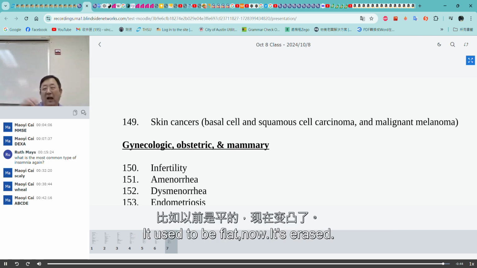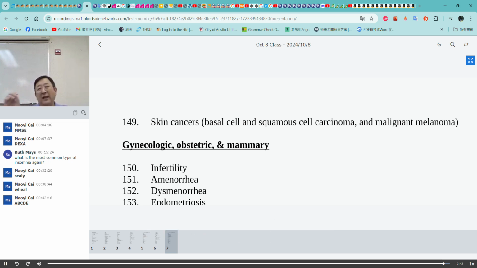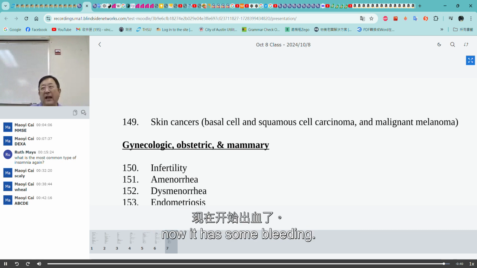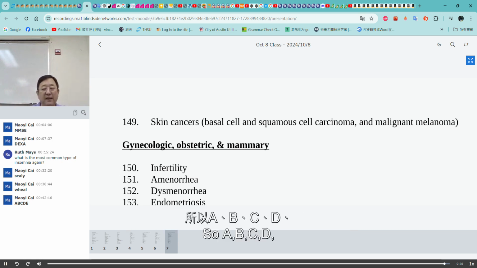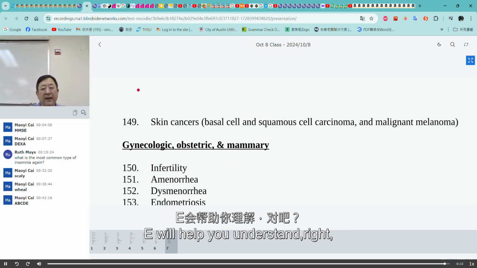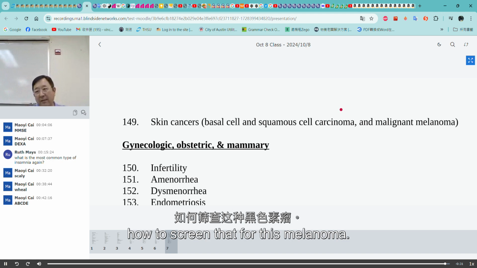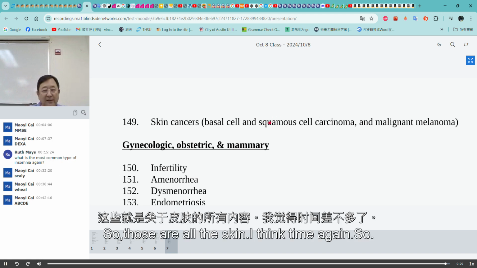It used to be flat, now it's raised. That's right. Before, it wasn't bleeding, now it has some bleeding. Evolve means it has some changes. So A, B, C, D, E will help you understand how to screen for melanoma. So those are all the skin conditions.